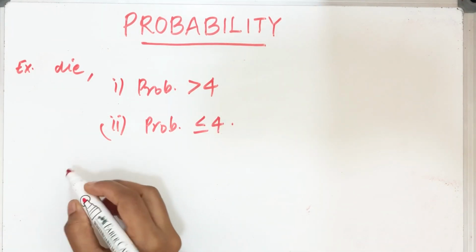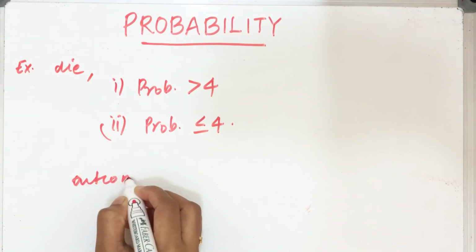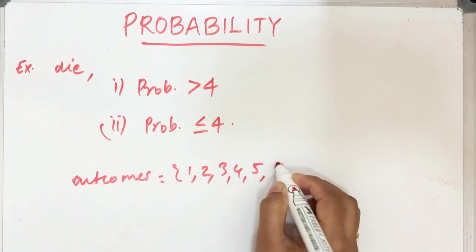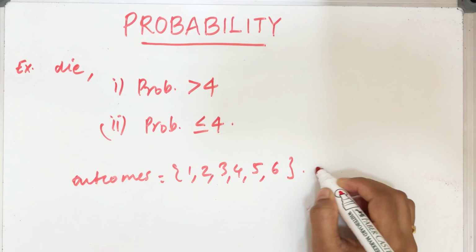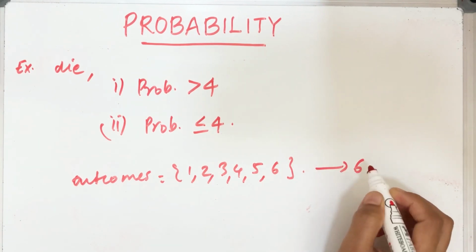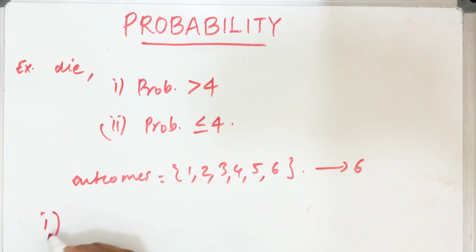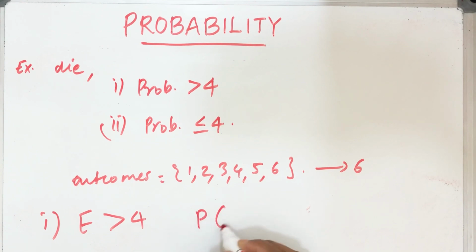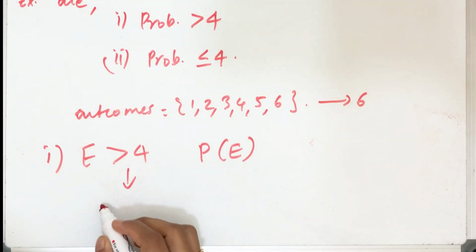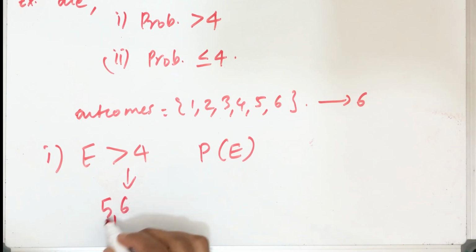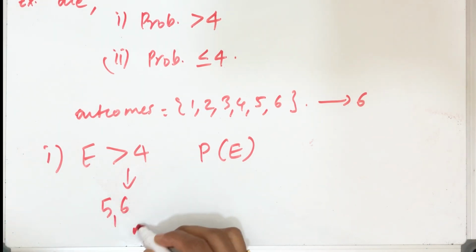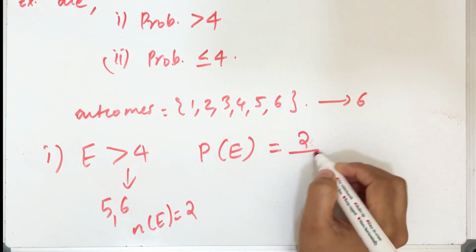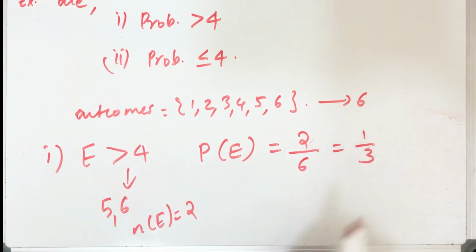So in the experiment of throwing a die, what are the possible outcomes? All possible outcomes are 1, 2, 3, 4, 5 and 6. That is, there are a total of 6 outcomes. First case, the event of getting a number greater than 4. So P of E is equal to, the outcomes greater than 4 are 5 and 6. So the number of outcomes, N of E, is 2. So P of E is equal to 2 by 6, that is equal to 1 by 3.